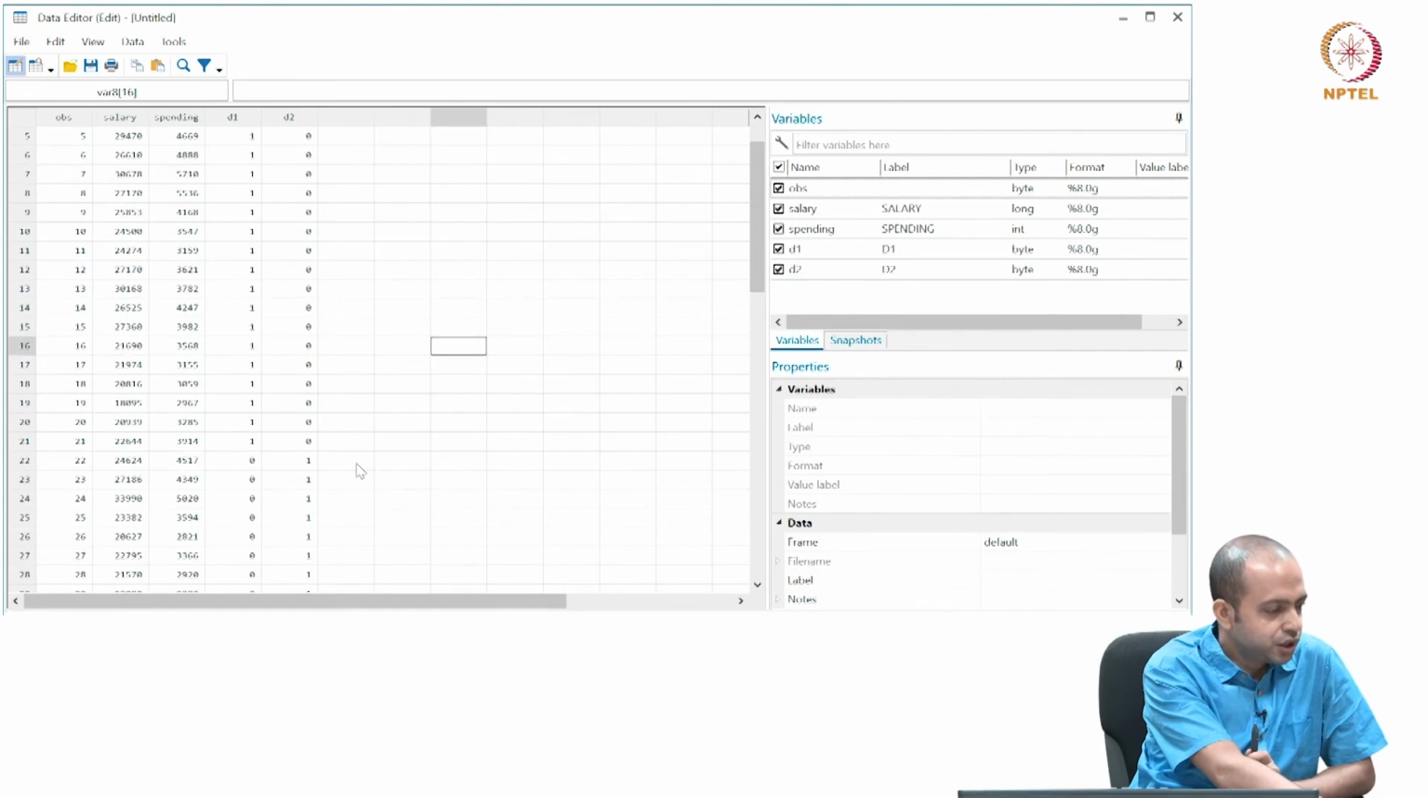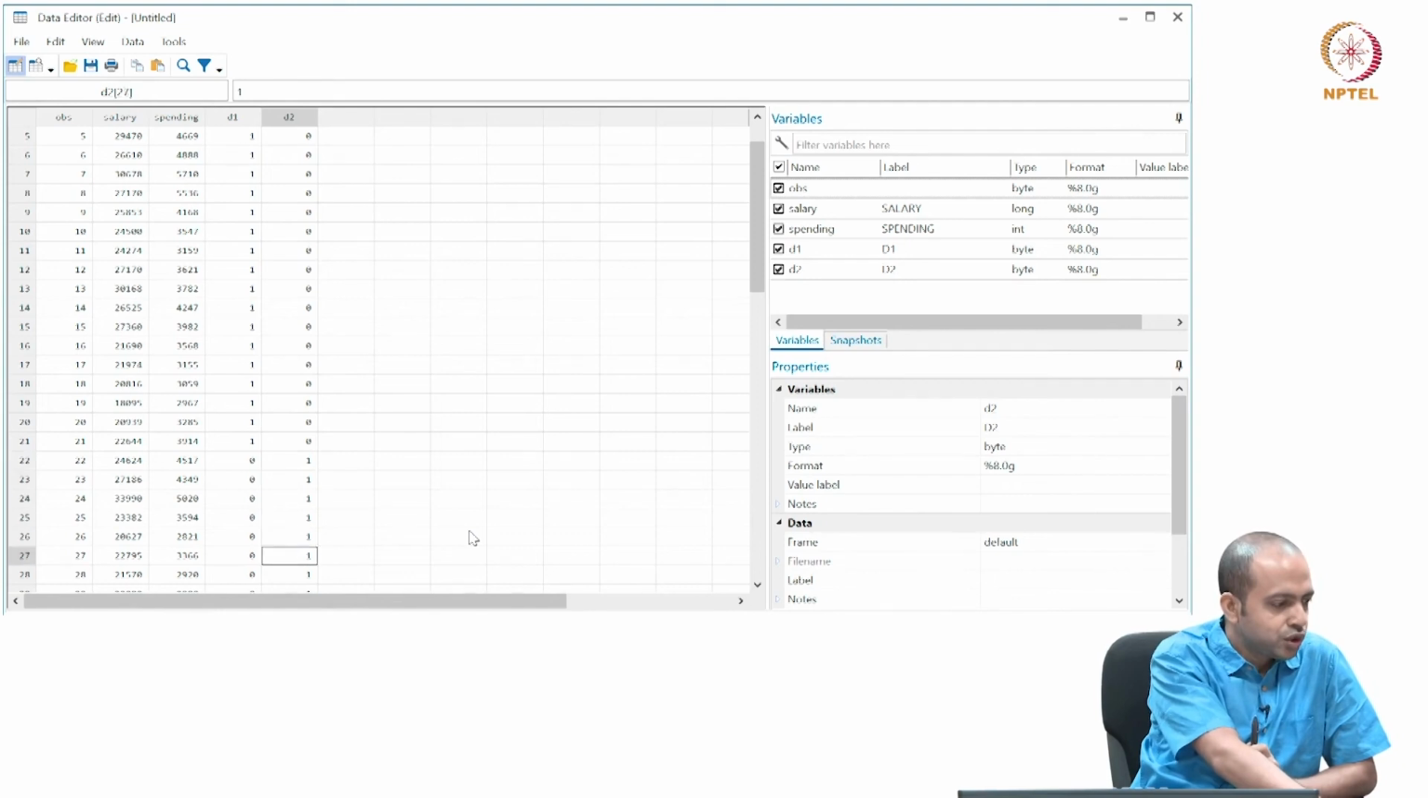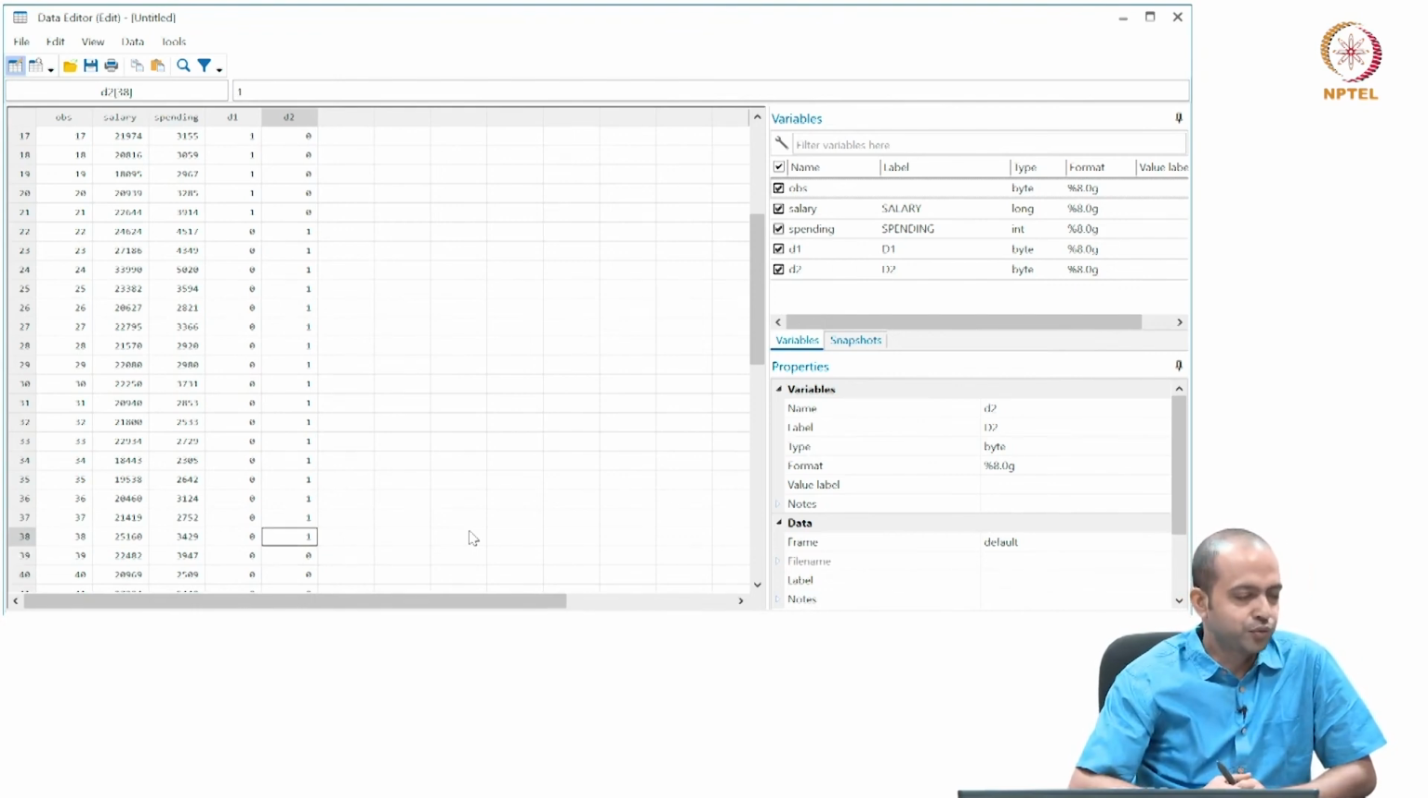Now, you see from 22, D2 takes the value 1 and it goes up to 38. So, from 22 to 38 D2 takes the value 1, that means these states are coming from the southern region.